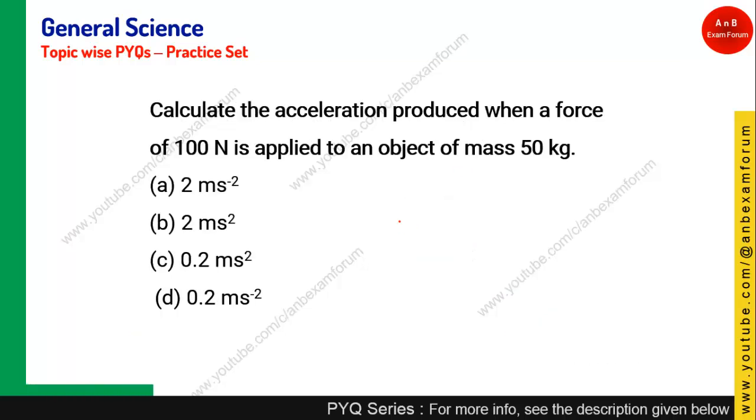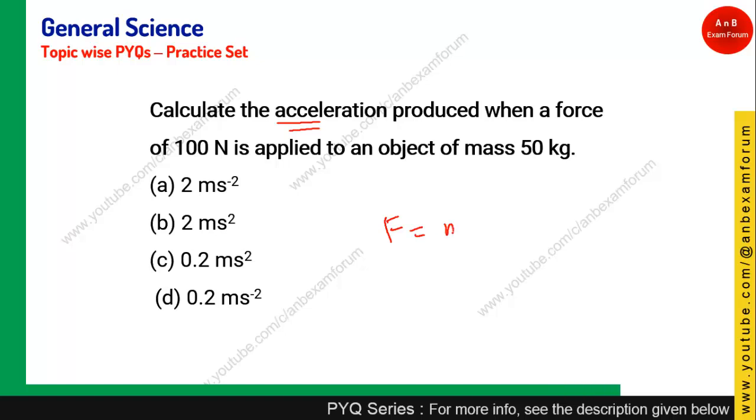Again, in this question you need to calculate the acceleration. Again the same formula, F is equal to ma. What is the force? 100 Newton. What is the mass? 50 kg. So what will be the acceleration? It is 2 meter per second square. So option A, those who have given it, are right. Option A is the right answer.